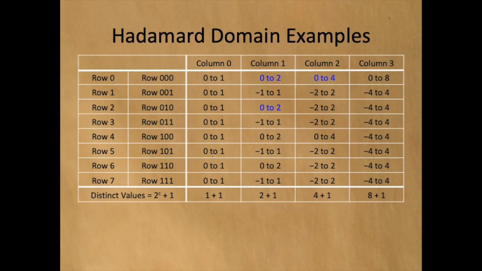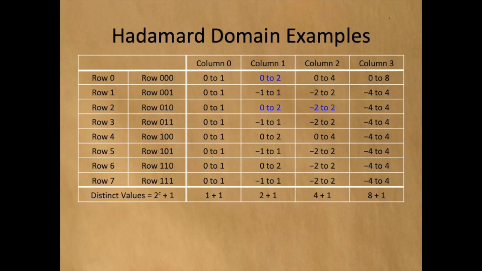Here we show essentially the same pattern to go from column 1 row 0 and column 1 row 2 to column 2 row 0. The values in column 2 row 0 are the sums of the two parent nodes, and so they will range from 0 plus 0, which is 0, to 2 plus 2, which equals 4.